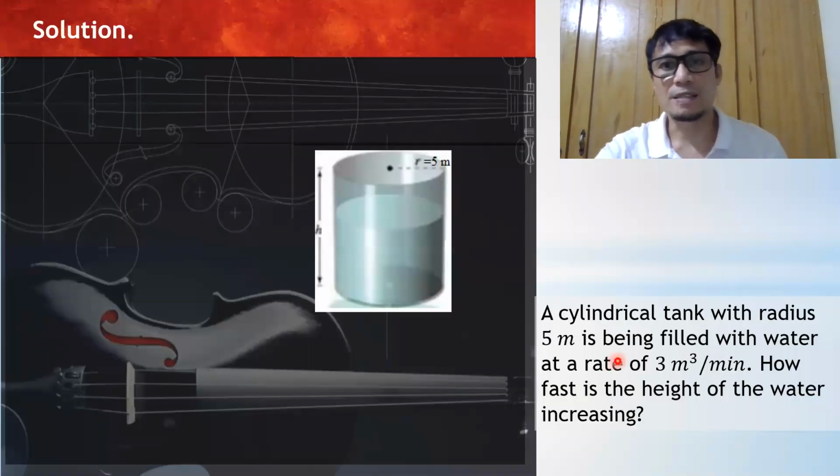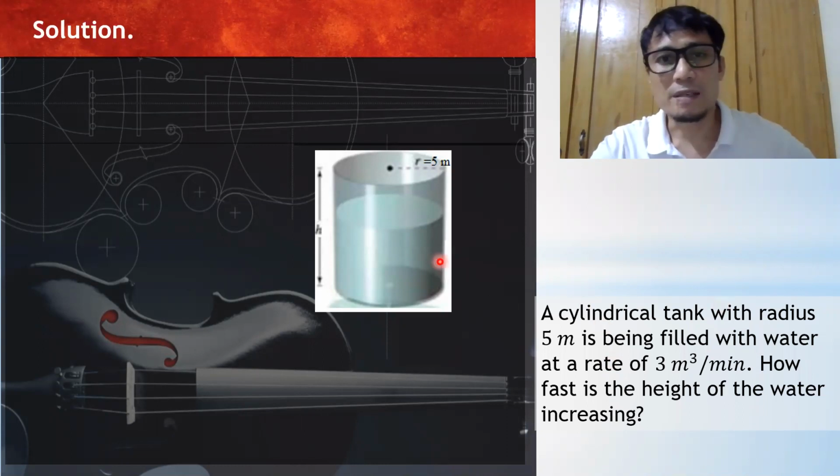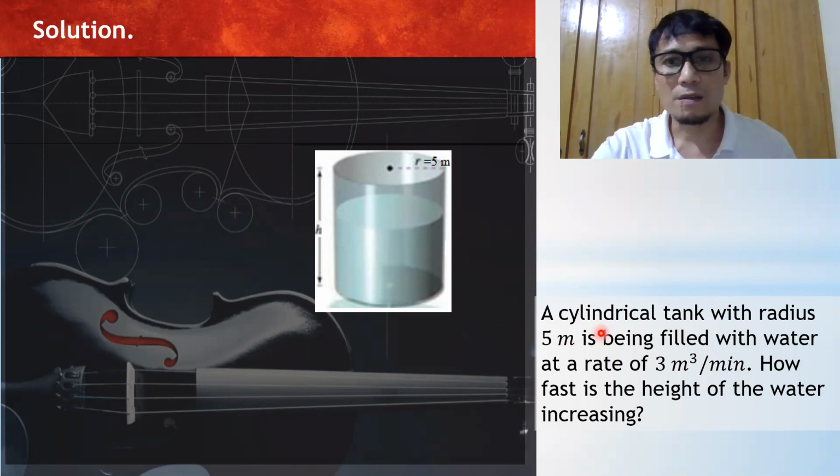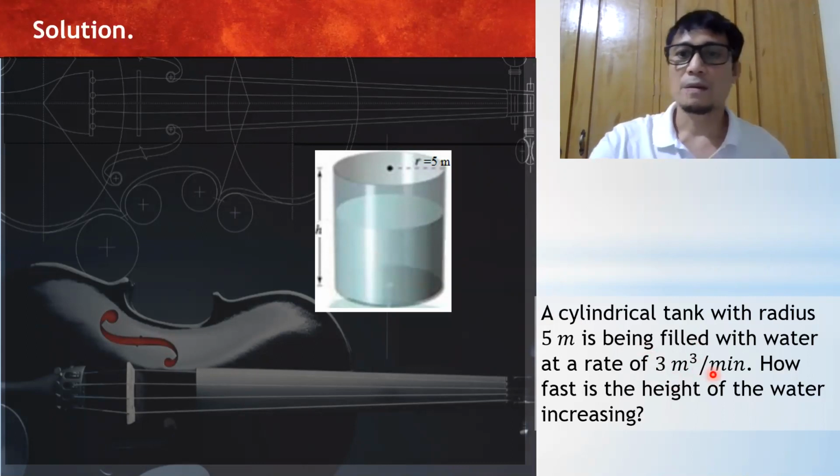So let's analyze this very carefully. You have a cylindrical tank with radius 5 meters. This is being filled with water at the rate of 3 cubic meters per minute, meaning every minute you are adding 3 cubic meters to the volume of the water. Then how fast is the height of the water increasing?